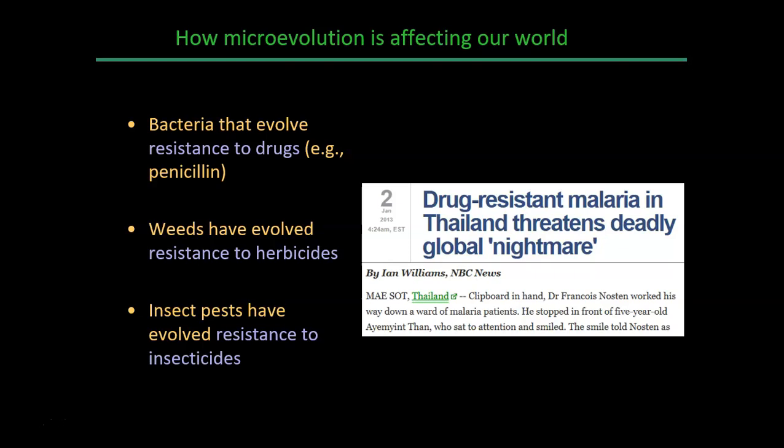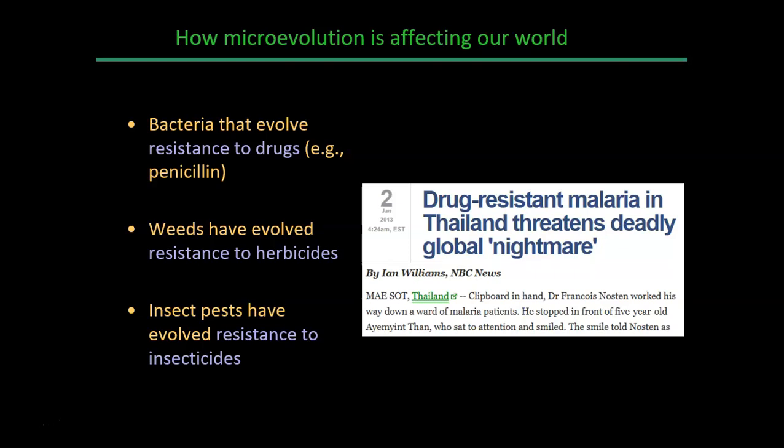There's lots of examples of bacteria doing this. Weeds have done this, with any herbicide that comes out. Wait a few years and there'll be some weeds that have evolved resistance to those herbicides, and then you have a whole new problem for your farmers and agriculturalists. We see a lot of examples of that. In the third example here, a lot of pest species, insect pests, have evolved resistance to insecticides.